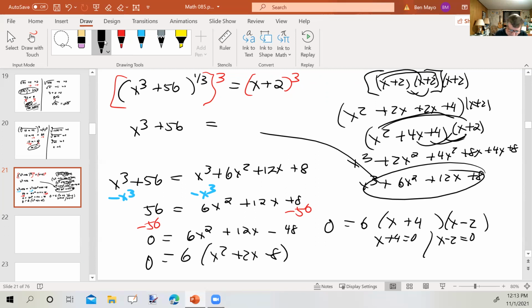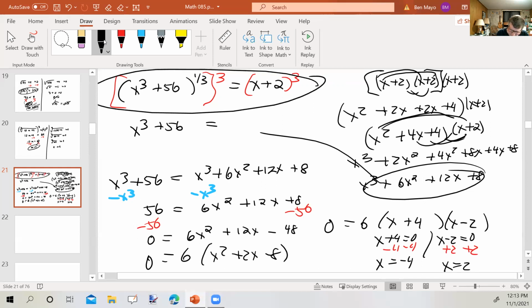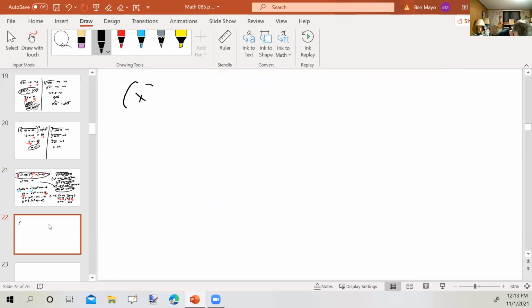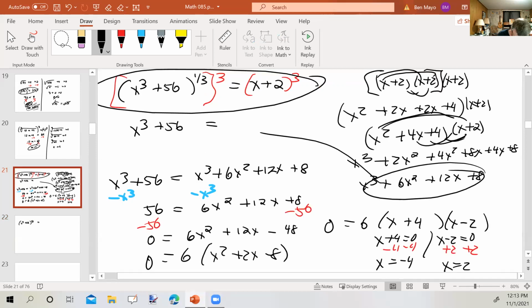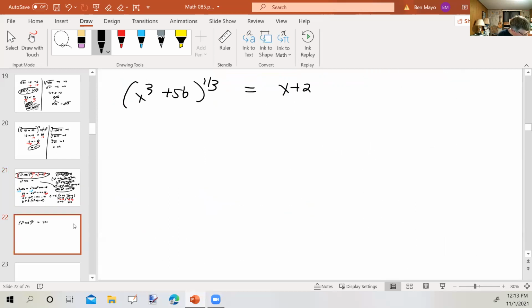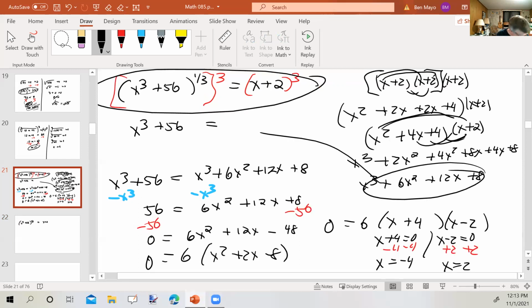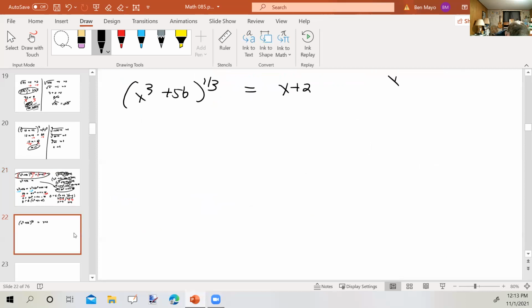This is like a review of everything we've done this quarter, it seems like, just about. Subtract 4 from both sides, x is negative 4. Add 2 to both sides, x is 2. Let's take this original equation, recopy it on the next page, and check our answers. So I get x cubed plus 56 to the 1/3 power equals x plus 2. And we're going to use x is negative 4, x is 2.